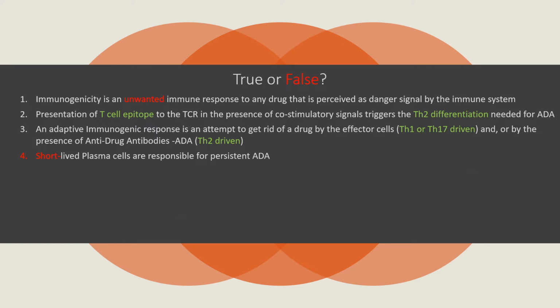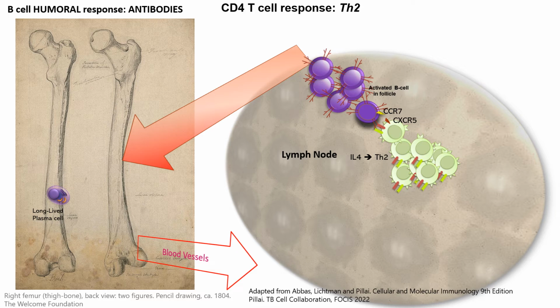Short-lived plasma cells are responsible for persistent anti-drug antibodies. This is not true. These are the long-lived plasma cells. In addition, in some cases, not all of them, there can be a memory B cell created, also triggered by T cell responses. And this memory B cell resides also in the bone marrow.